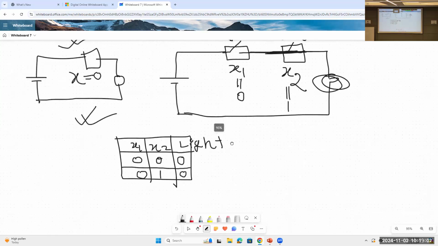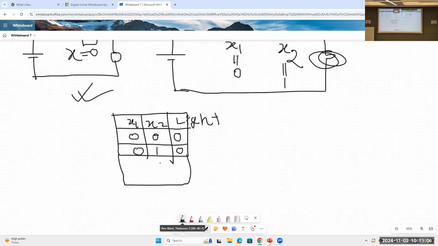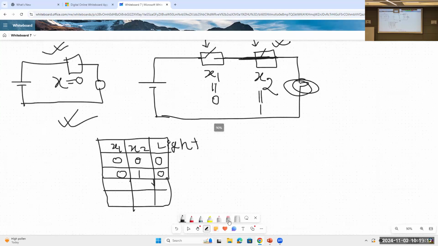Okay, so now let's move. We have other combinations as well. Let's increase the table size. So let's go to the next combination. Let's make x1 equal to 1 and x2 equal to 0.